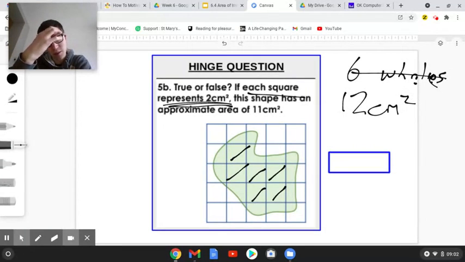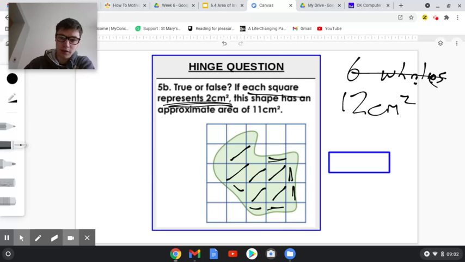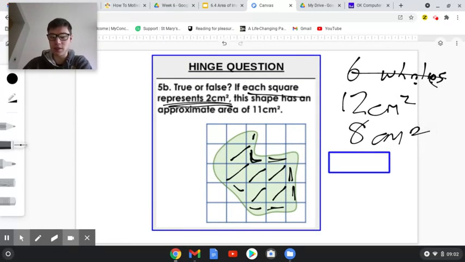Then I'd count up the squares that I've got over half of, or that I can make more than half looking like. So I've got that one and that one can go together. There's 1, that one and that one, 2. Let's say that one and that one would be 3. That one and that one would be 4. So that's another 8 centimetres squared.